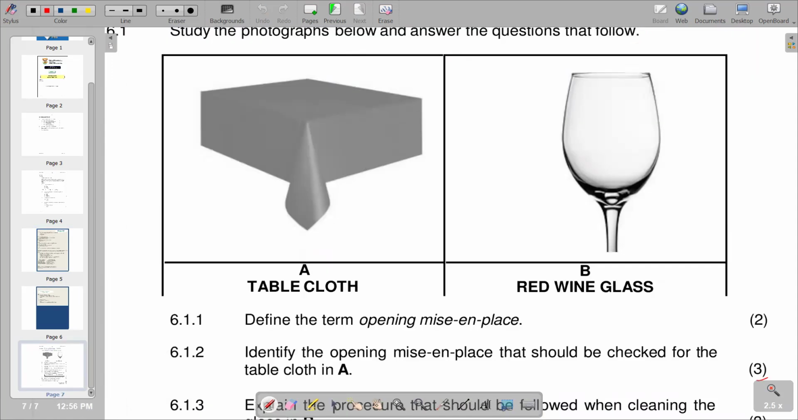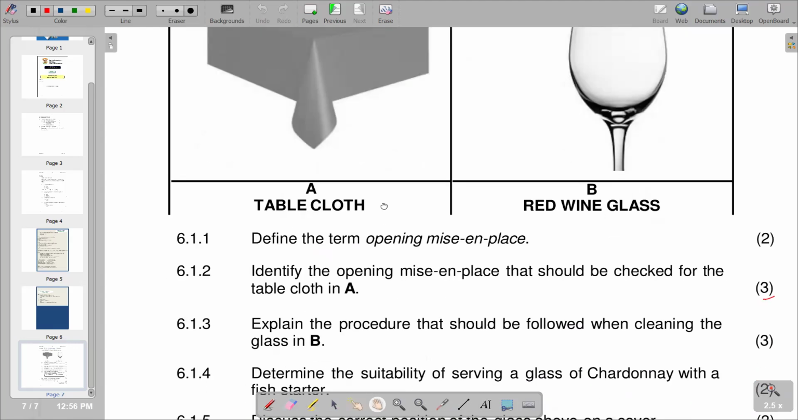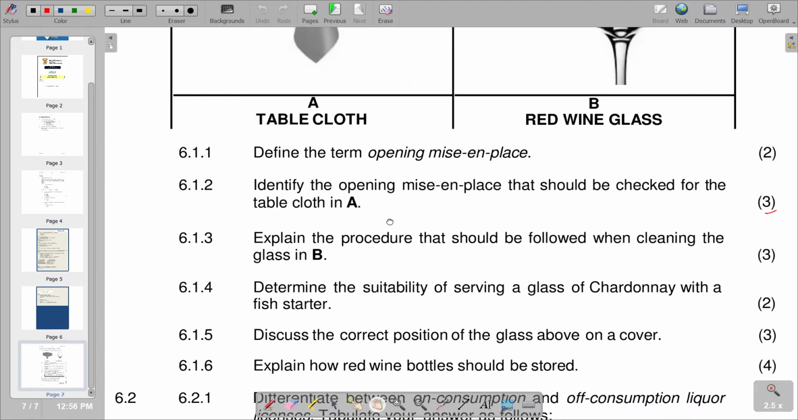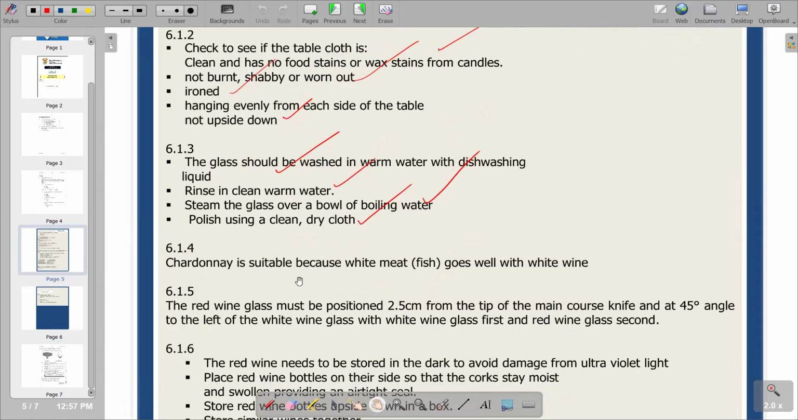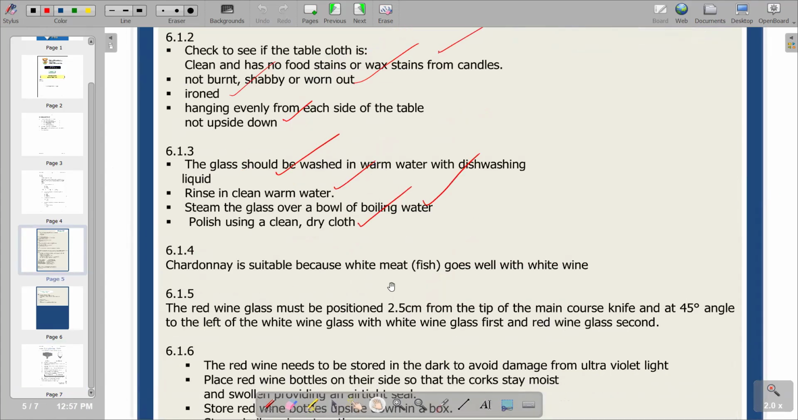So these are the steps, or the procedures, that have to be followed. So we go to the next question, which says, determine the suitability of serving a glass of Chardonnay with a fish starter. So what is the suitability? So that's our question. And we see that the Chardonnay is suitable because white meat, in brackets fish, goes well with white wine. So that's the correct response.